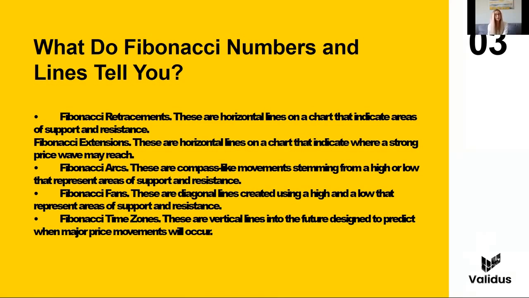Fibonacci arcs are compass-like movements stemming from a high to a low that represent areas of support and resistance. Fibonacci fans are diagonal lines created using a high and a low that represent areas of support and resistance. Fibonacci time zones are vertical lines into the future designed to predict when major price movements may occur. So we will have a look at each one of these tools in a moment.